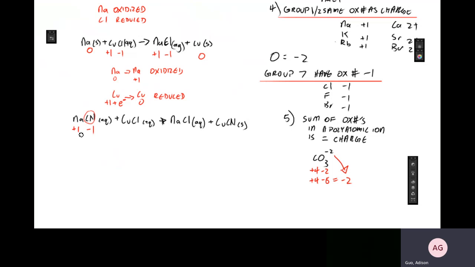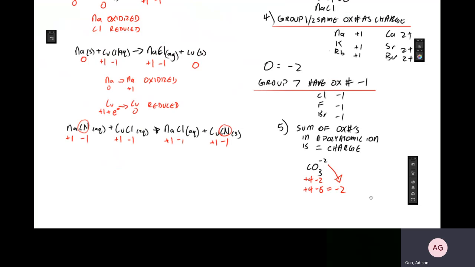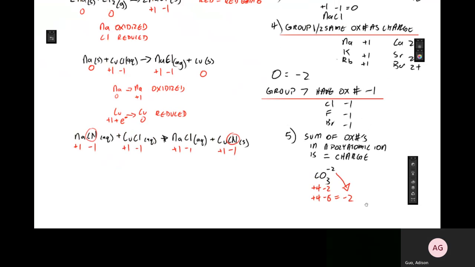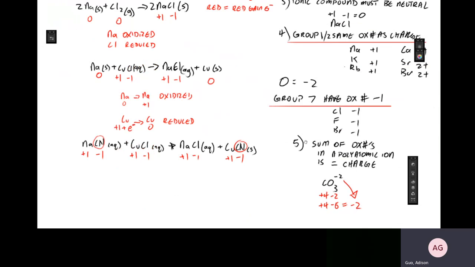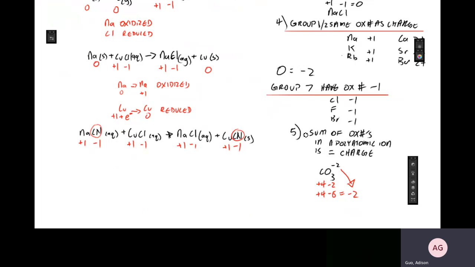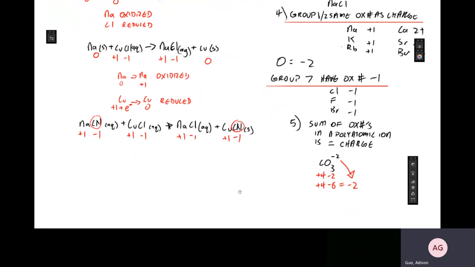So sodium must be +1, Cl is -1, which we know. Copper is +1. So using this, we can see that none of these change. But if the CN was another molecule, we would have to separate them. Most of the time you will have to end up separating things. But in this case, we couldn't do anything about it.